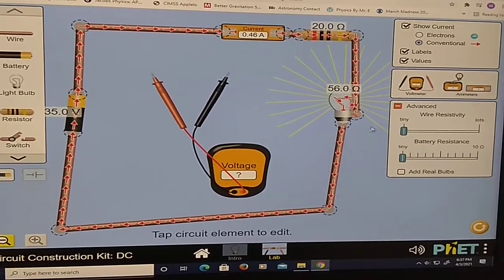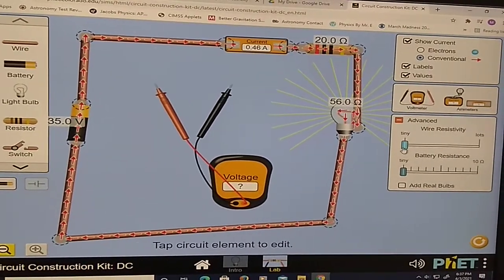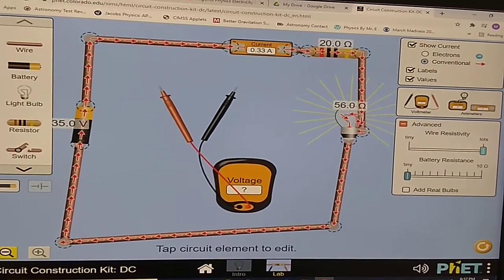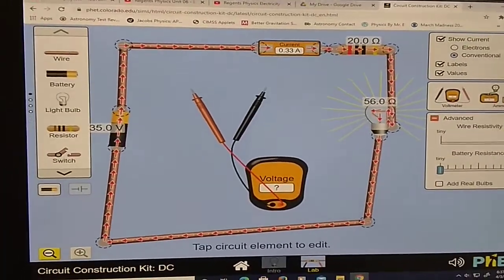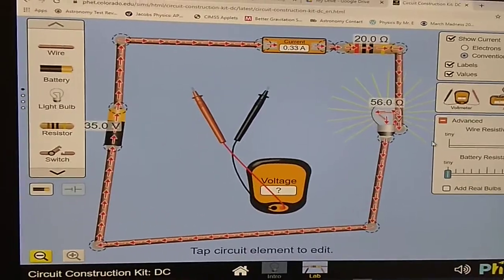We're going to turn it up from tiny to lots. Now watch what happens. The battery voltage is not going to change. The resistances are not going to change, but watch what happens to the current. That current just went down because I just increased the resistance, okay? I just made it harder for charges to get through the circuit. That will decrease the current.